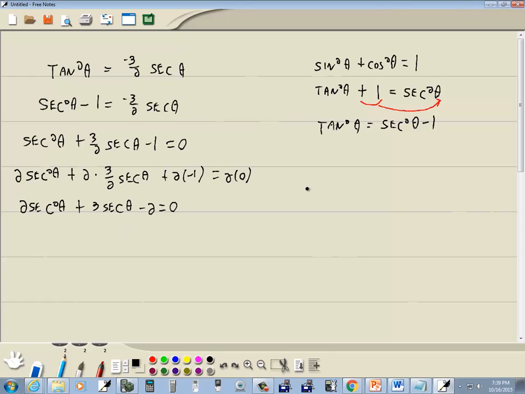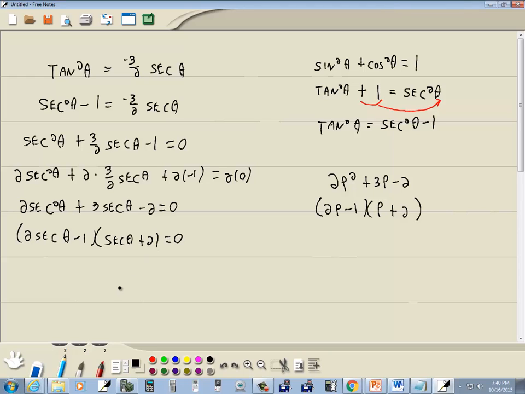Now to see if this will factor, I'm going to replace my secants with a variable. I'll do it over on the side here. So that gives us 2p squared plus 3p minus 2. And that factors in the following manner: 2p minus 1 times p plus 2. Let me just double check that. 4p minus 1 and then minus 2. But we weren't really dealing with p's, we're dealing with secants. So I'm going to replace the p with secants. So this becomes 2 secant theta minus 1, and this is secant theta plus 2, equals 0.